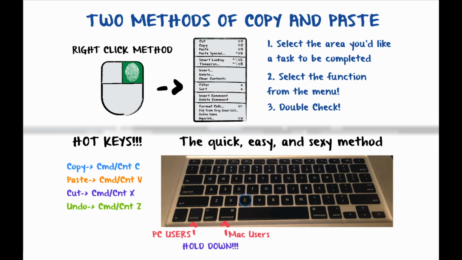C is the command for copy. V is the command for paste. X is the command for cut. And Z is the command for undo. And trust me, you'll be using Command or Control Z quite a bit.